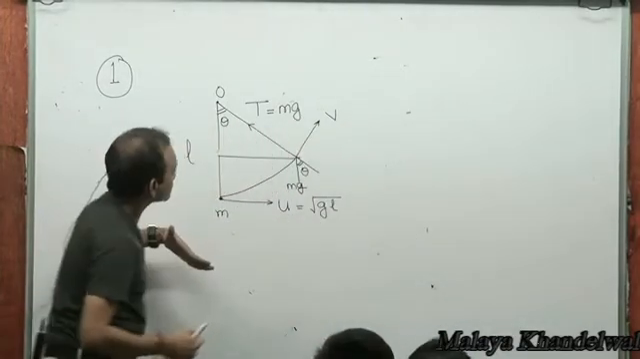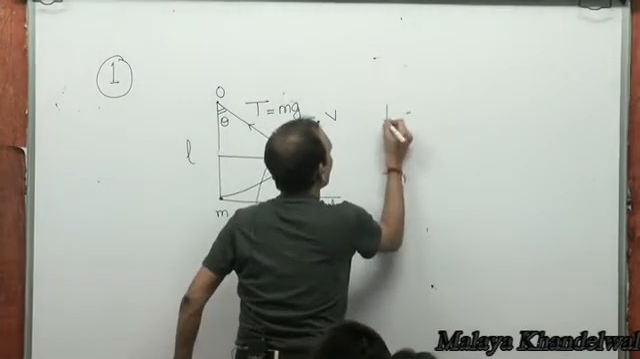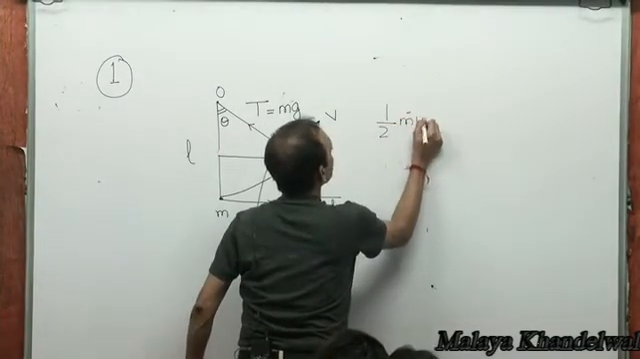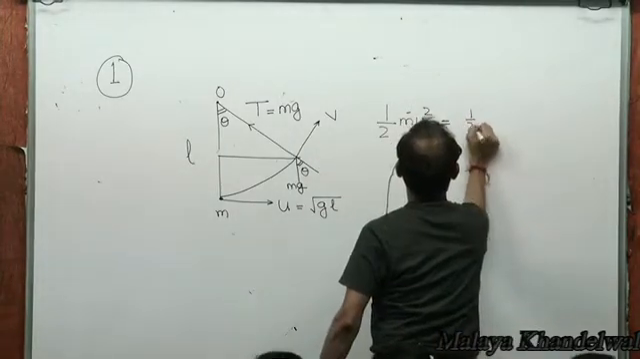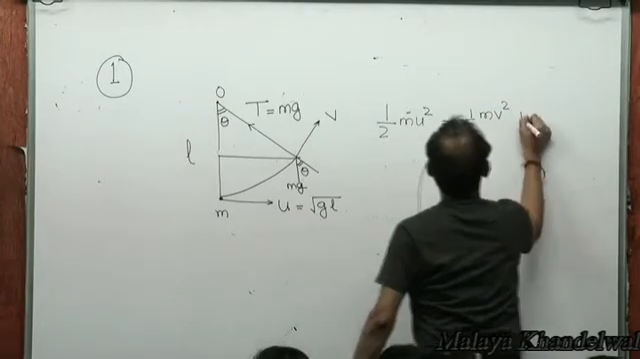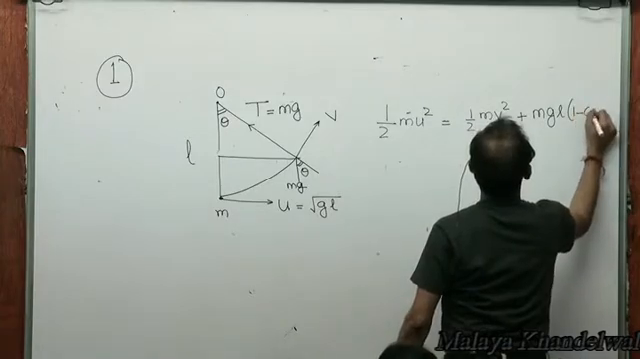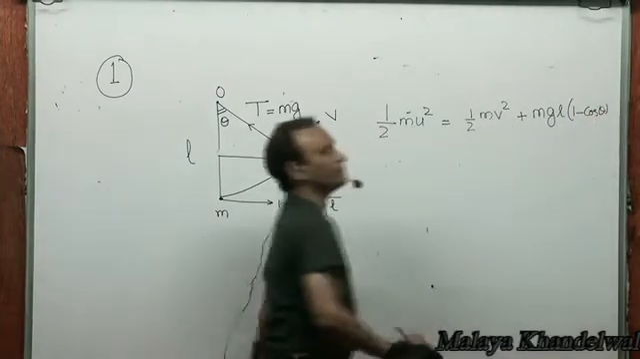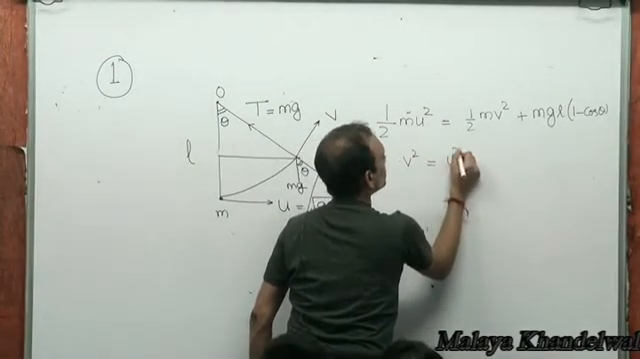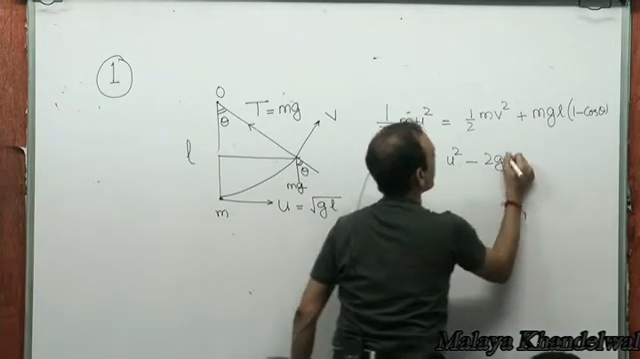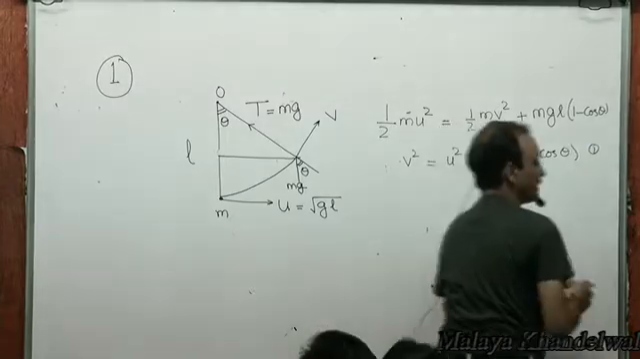So this amount of elevation, right? So half m u squared that the particle was imparted appeared partially as half m v squared and gain of potential energy. Yes or no? Right? Which means V squared is u squared minus 2gL into 1 minus cos theta. That's preserving energy, right?